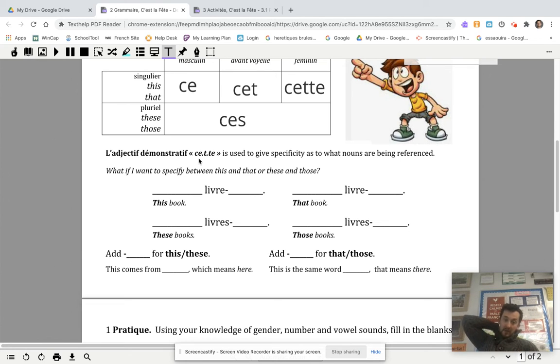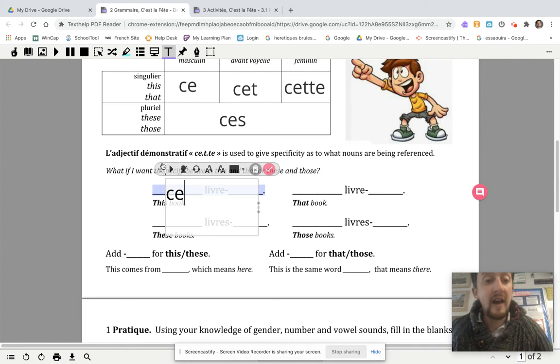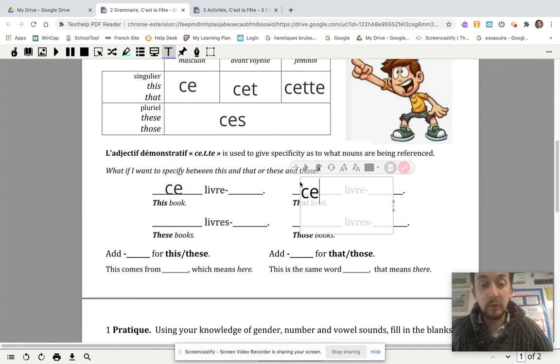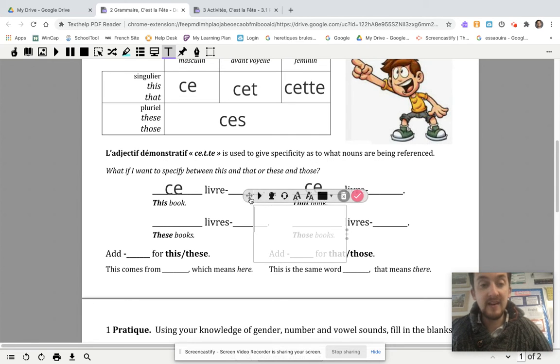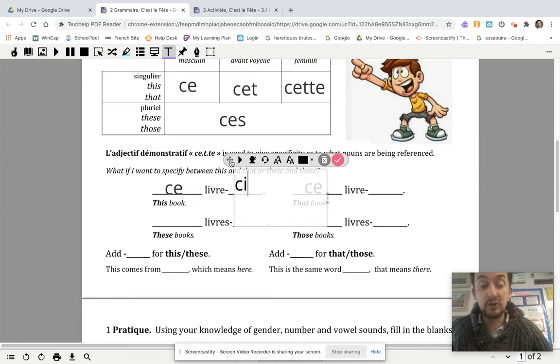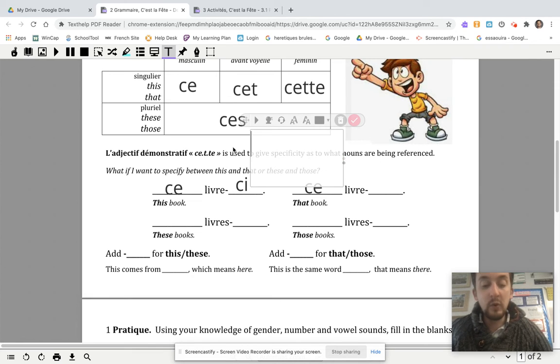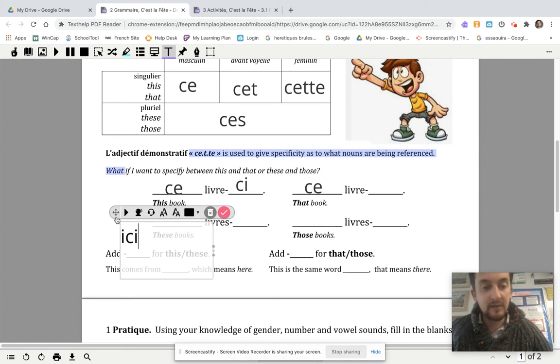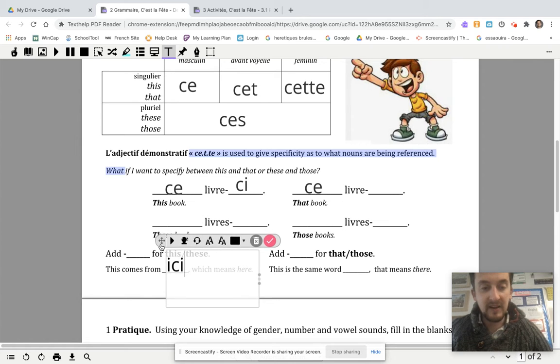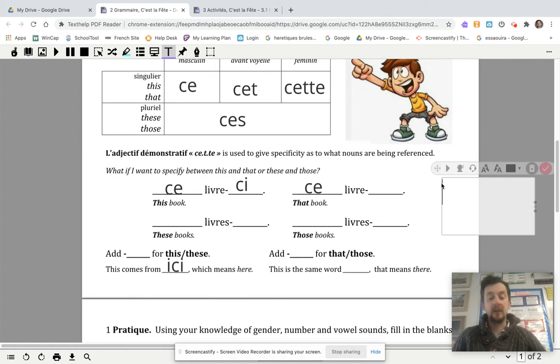Cool. So what if we want to specify between this book and that book? Well, I've already told you that it's ce regardless. Cool. So what French people do if they want to specify and make sure that you know it's this book, they add the word, and you should know this word already, ici. Ici means here. D'accord? So you're going to add a shortened form and say ce livre-ci. That means this book here.